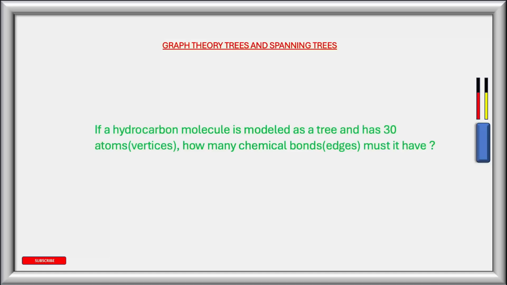And for our 4th challenge, if a hydrocarbon molecule is modelled as a tree and has 30 atoms or vertices, how many chemical bonds or edges must it have? If you think you know the answer, let me know in the comment section.